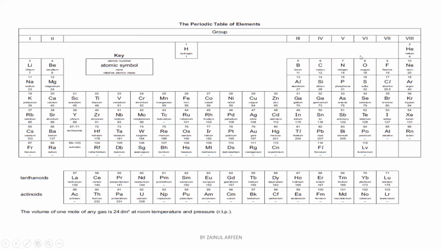But when they lose or gain electrons, then the charge will be there, and that will be given. For example, it is written Al 3+ or +3. So that 3+ or +3 is representing a charge. But in a periodic table, when you are looking at the element, they don't have a charge.